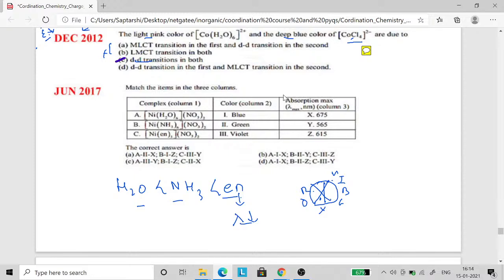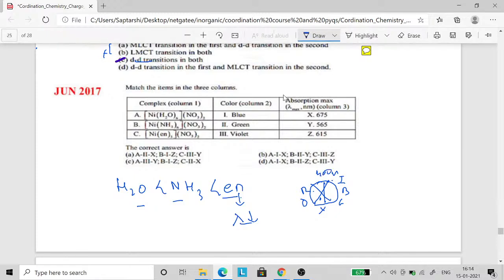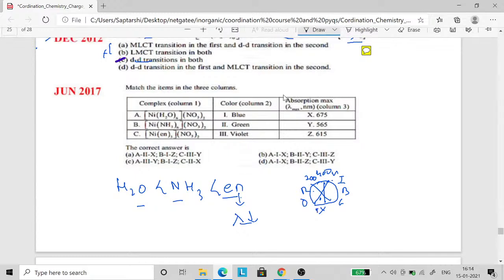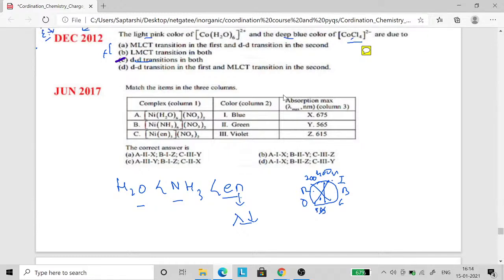I believe the color they are showing over here is actually more than 500. Okay, 565. This starts from 400 and ends at 700. 565 is somewhere around here, right? So it corresponds to violet. So this has to be violet, and this is 565.